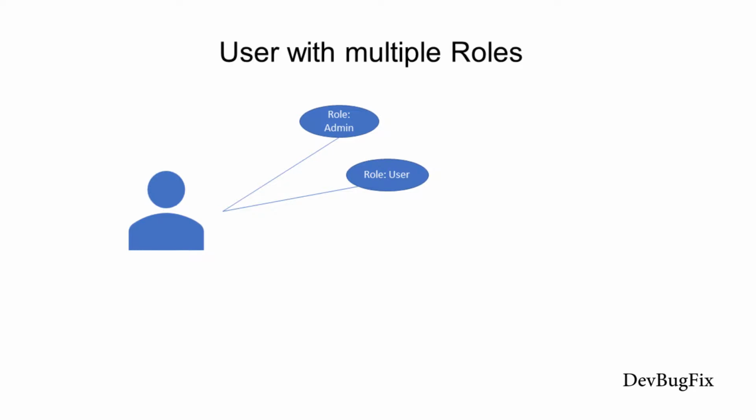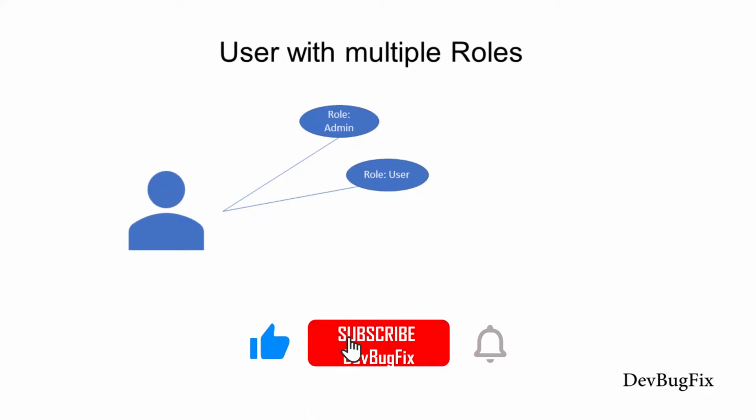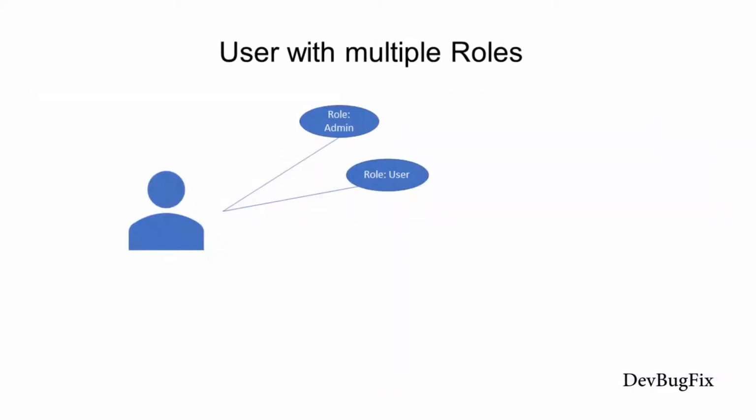Hello, in this video we will implement user with multiple role functionality and we will add multiple roles in a token because we are using token for authentication and authorization. We will see different ways to add a role check on a class level and on a method level, and we will see how allow anonymous works. Later we will implement these things on Angular side.